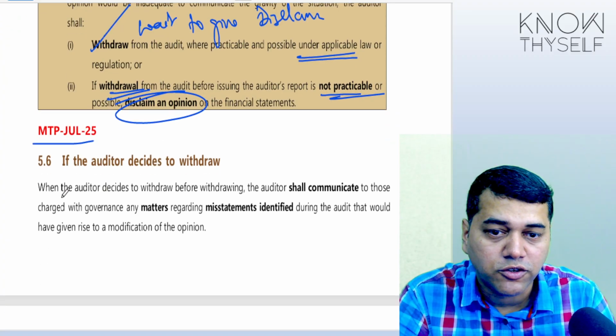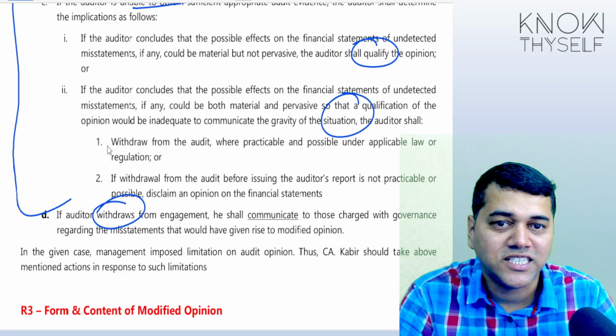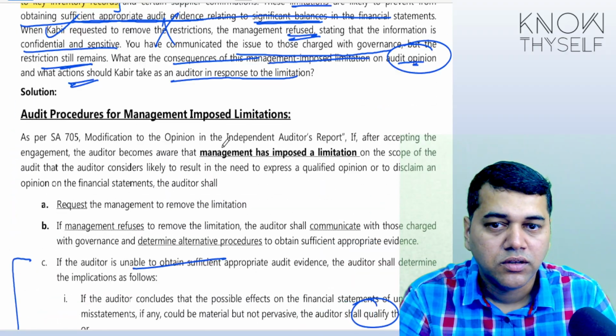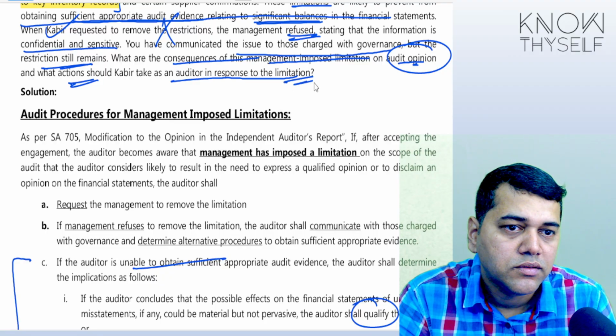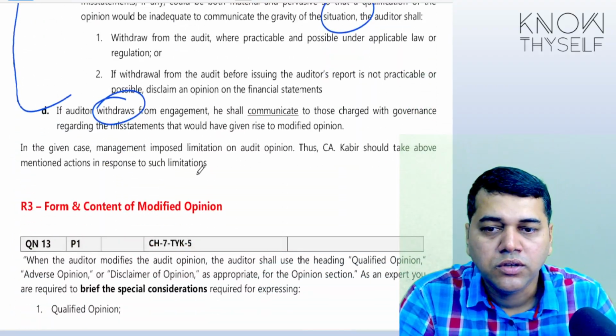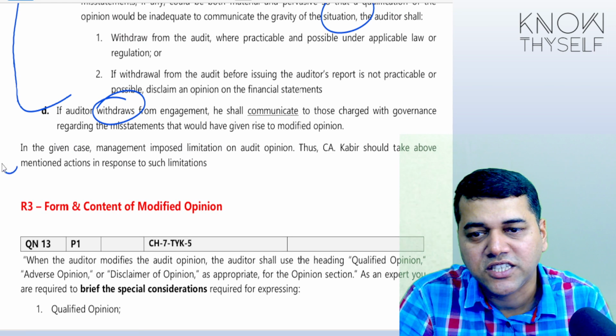If auditors decide to withdraw, I think this MTP I should have brought it here, because this is the action. What action can you take now? You can take the action of withdrawing from the engagement. This is the action you can perform. So you may think of withdrawing. If management removes the limitation, you should take the action mentioned above.